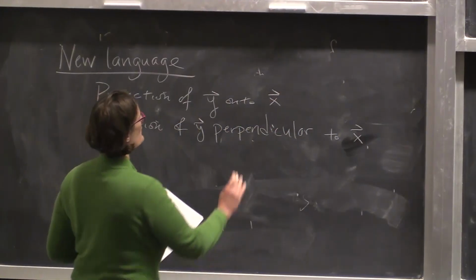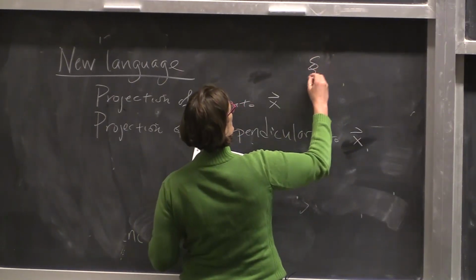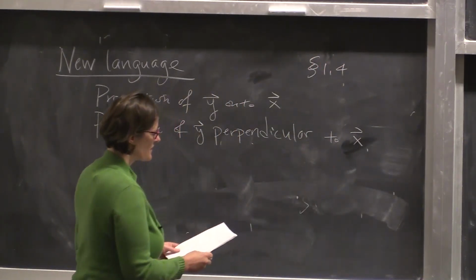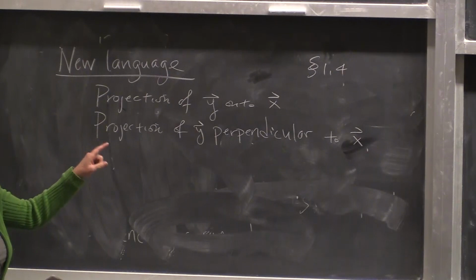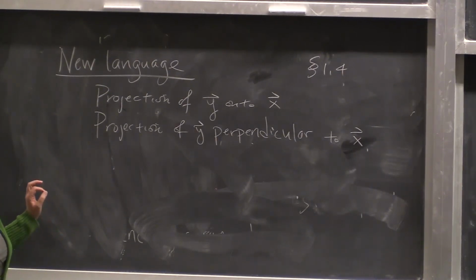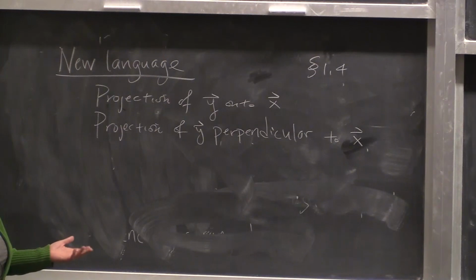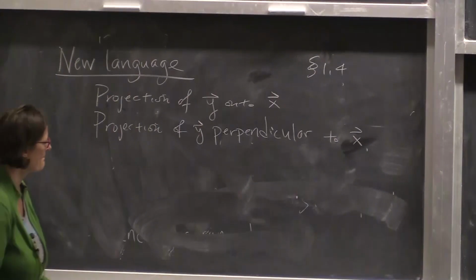So today we're going to be covering section 1.4 of the book, which is called Projections and Minimum Distance. The new language for today's lecture is the projection of the vector y onto the vector x and the projection of the vector y perpendicular to the vector x. Using this concept, we will do things like compute the minimum distance between two planes or the minimum distance between a point in a plane and that type of thing.